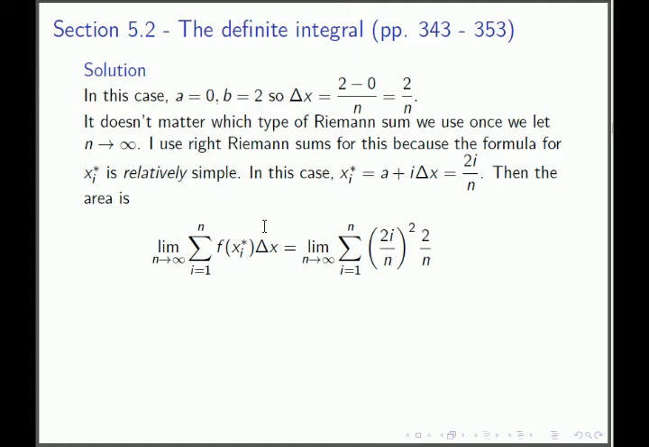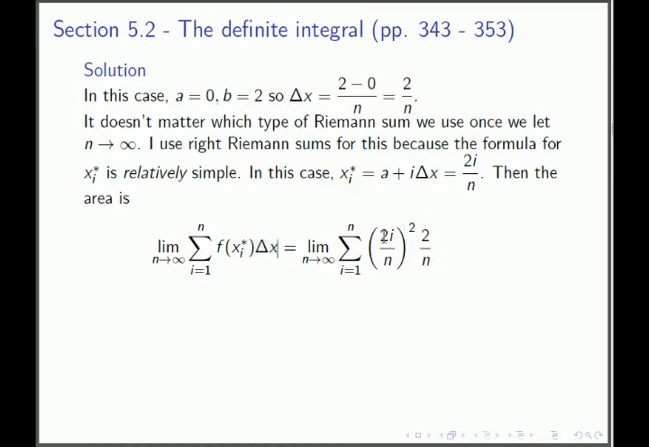And so we can compute the area now using our limit of Riemann sums definition. So first, let's see, what is f of x sub i star? Well, x sub i star is 2i over n, and our function was just y equals x squared, so we're squaring our sample point, times delta x, which we've already computed was 2 over n. Alright, let's simplify this.